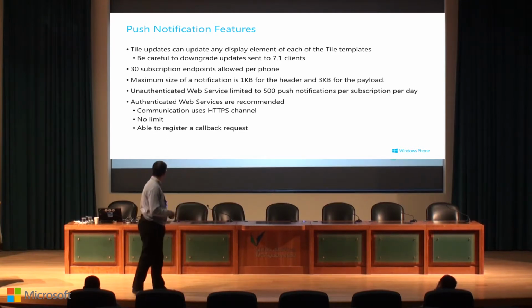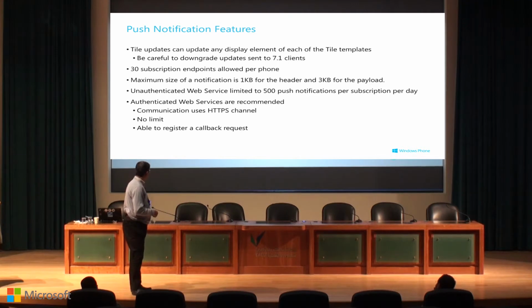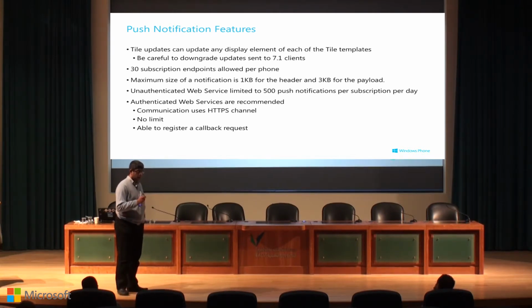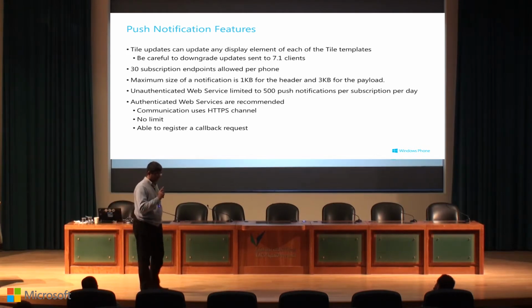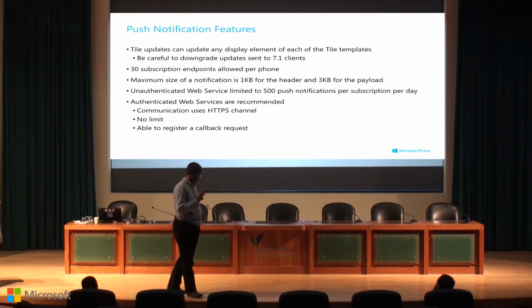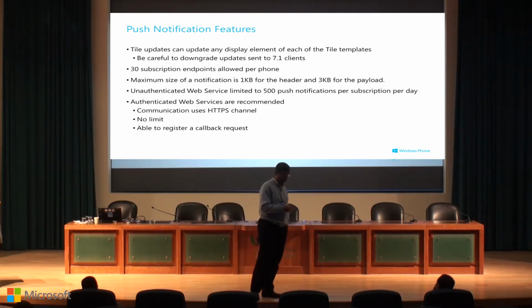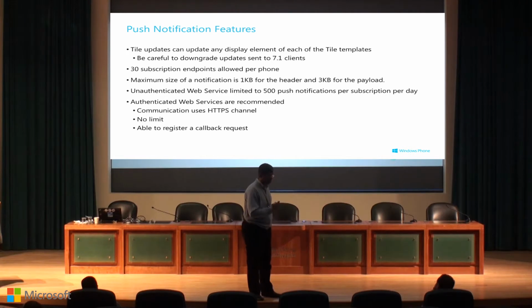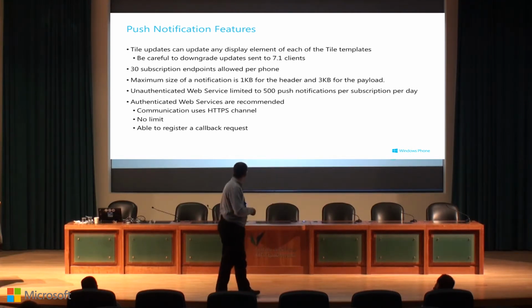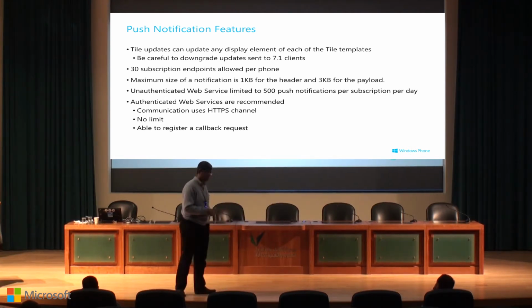From your perspective, if you're building the application, you can have 500 push notification subscriptions per day. So you can send push notifications to 500 subscriptions per day, not more than that. If you have a database of 1,000 people and you want to send to 1,000 people, then you need to authenticate your service, because this limit is for anonymous, unauthenticated web service calls. Then you can send to more.